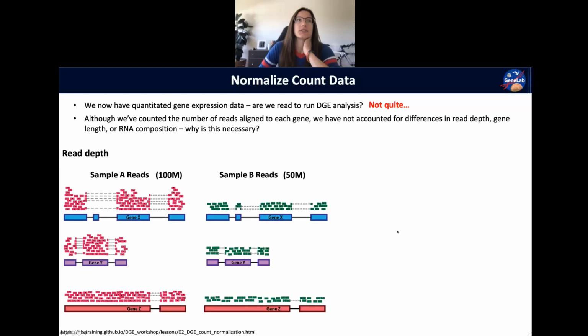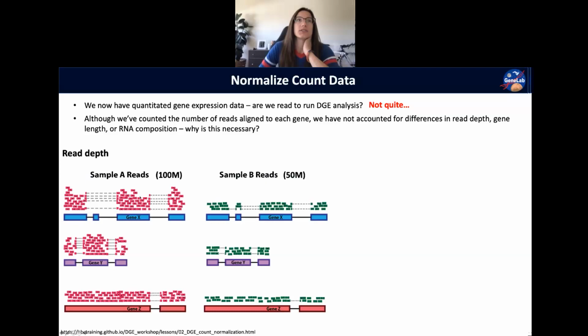So first, read depth. I know we touched on this a little bit earlier, but just to put it in a pictorial representation here. Let's say we have sample A here, which was sequenced at 100 million reads, and we have sample B here on the right that was sequenced at 50 million read depths. That means we have 100 million reads for sample A and only 50 million reads for sample B.